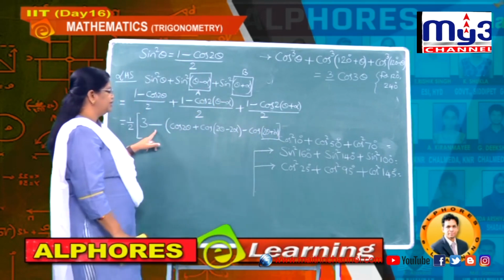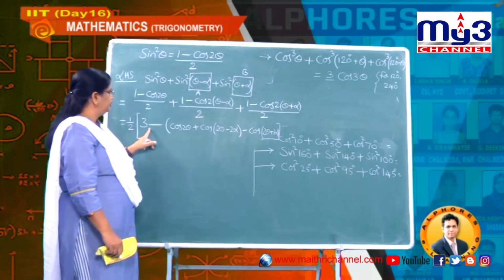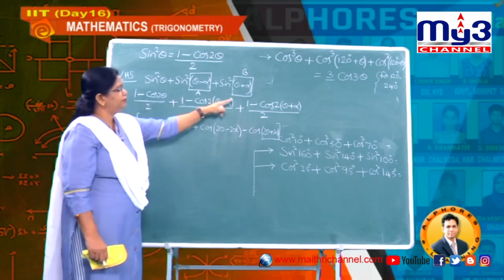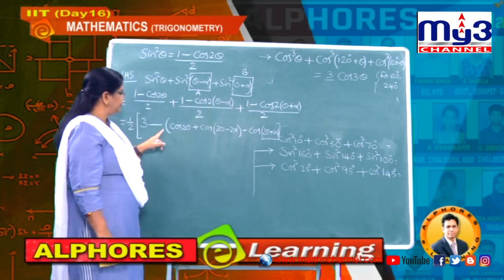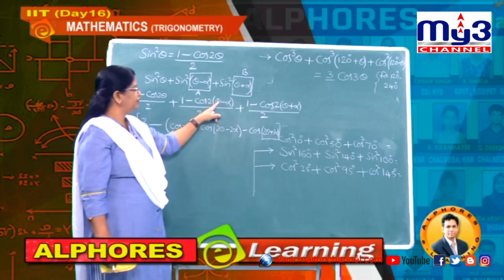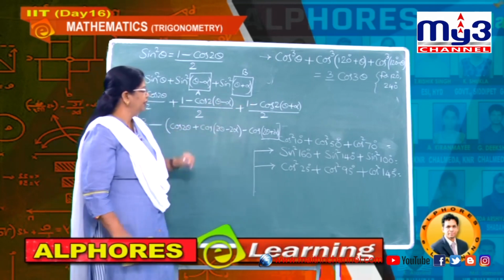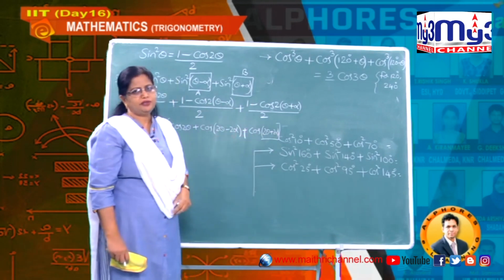Now, you got this kind of value: 1 by 2 common for all, 3 values are there, 1 plus 1 plus 1 is 3, minus we have taken common from each of the cos values, then cos 2 theta plus cos of 2 theta minus 2 alpha, again here plus symbol, cos of 2 theta plus 2 alpha.